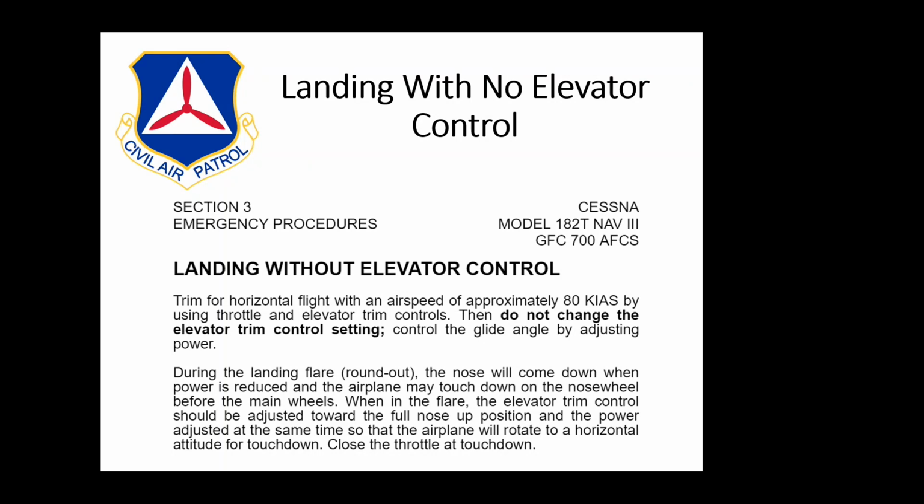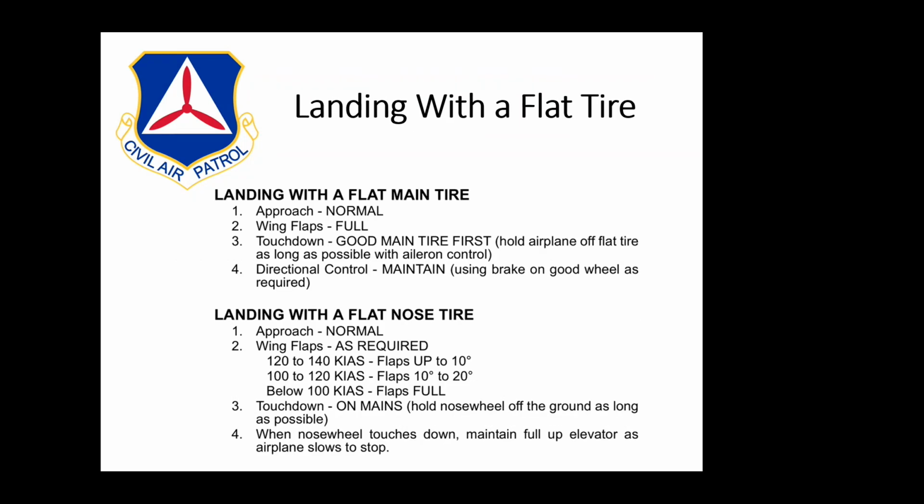All right, next. Landing with a flat main tire, well, you're going to try to keep the weight off that flat tire for as long as possible. Normal approach, I mean, before the tires touch the runway, nothing really changes. The POH here wants you to land with full flaps because it wants you to minimize the forward speed when you do touch down. Try to touch down on the good main tire first. This might mean that you're going to be looking for crosswind to make that easier.